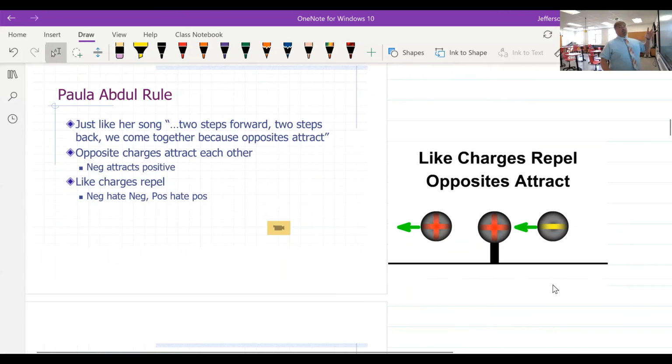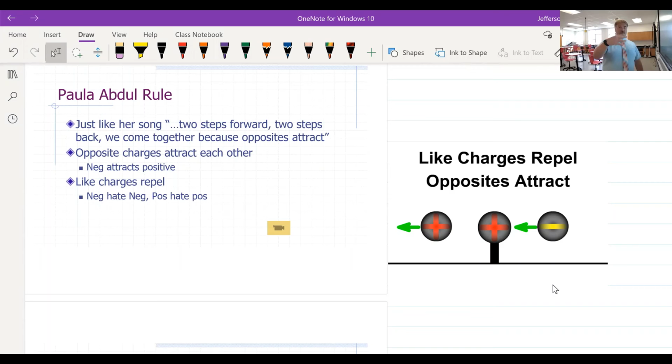Now, there is a link on your slide that you can click on, because I'm dating myself here. I am old, very old. But I've always talked about the fact that like charges repel and opposite charges attract as being the Paula Abdul rule.